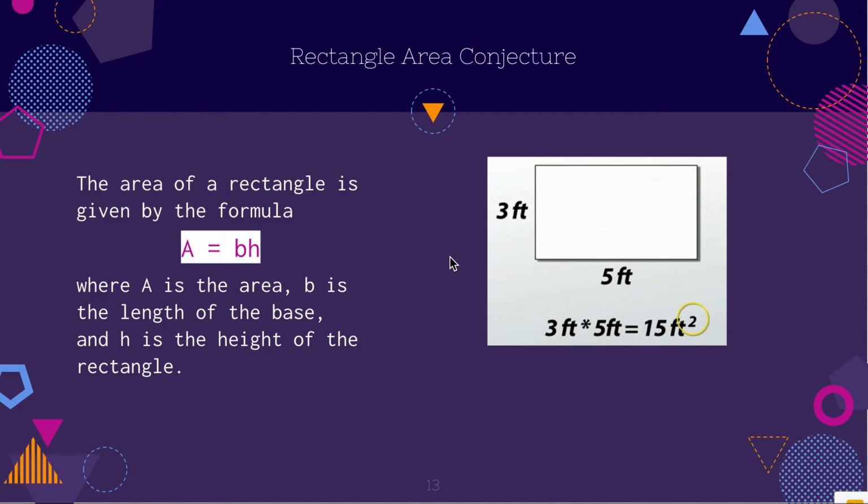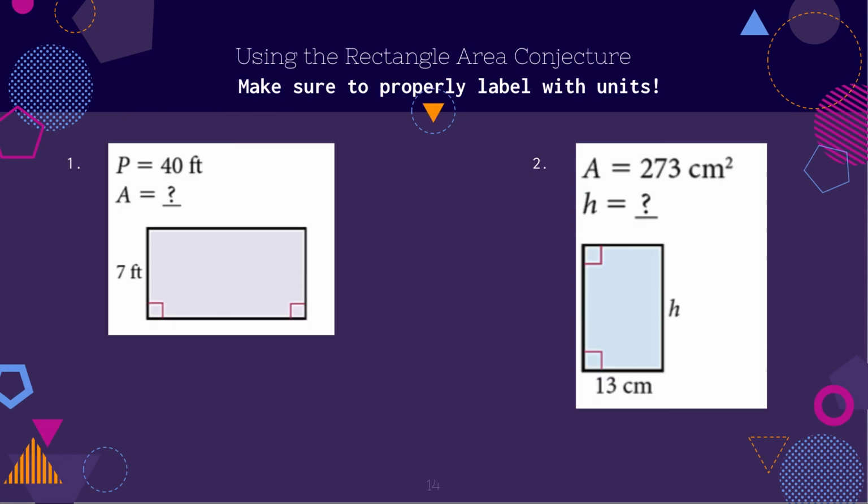If you said square, you are right. So we still use the formula area equals base times height when we're talking about a square, because a square has all the same properties as a rectangle. So we don't need to talk about a separate formula for square. Here we have some rectangle questions for you to try out.